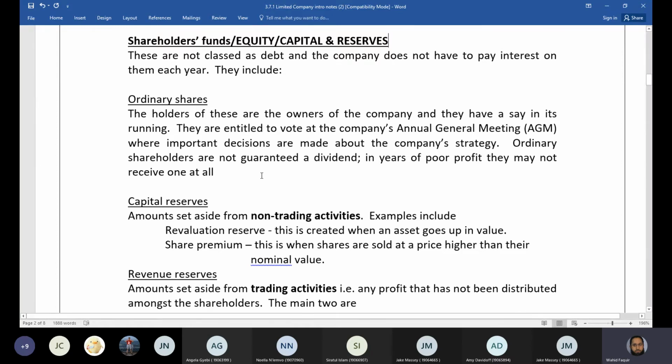Right, that's ordinary shares. We're okay with that. Capital reserves. Well, capital reserves include 2 things. Now, the example that we saw of the final accounts, it had a share premium and it had a revaluation reserve. Revaluation reserve is, we said, when the value of an asset goes up. Usually it's land and buildings.